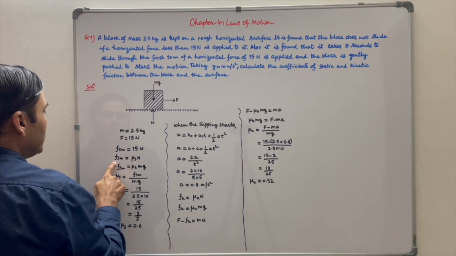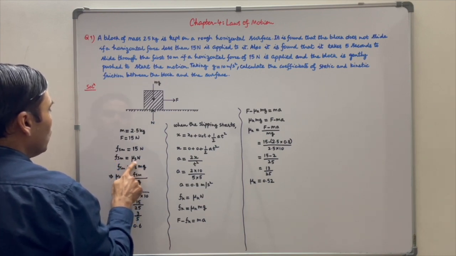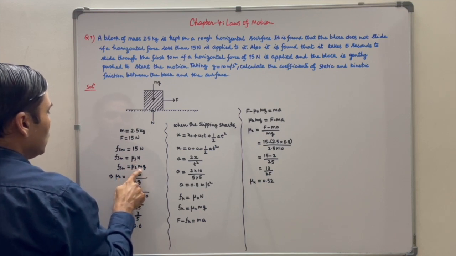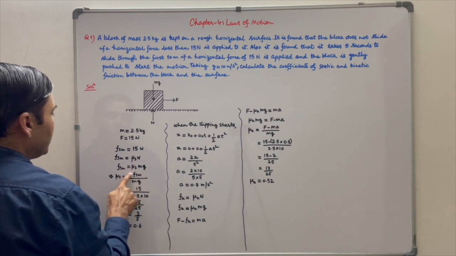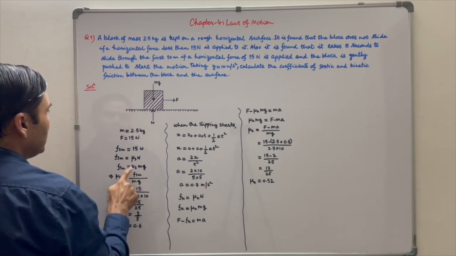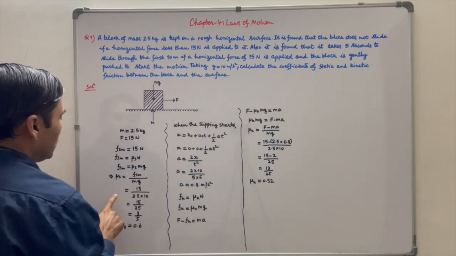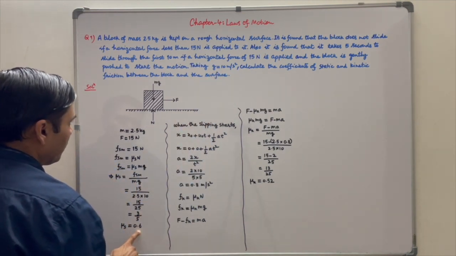Formula for Fsm is equal to mu s into N, where mu s is coefficient of static friction, N is normal reaction, N is equal to mg. So Fsm is equal to mu s mg, or mu s is equal to Fsm upon mg. Fsm is 15 Newton, m is given as 2.5 kg, g we can take as 10 meter per second square. So mu s comes out to be equal to 0.6.